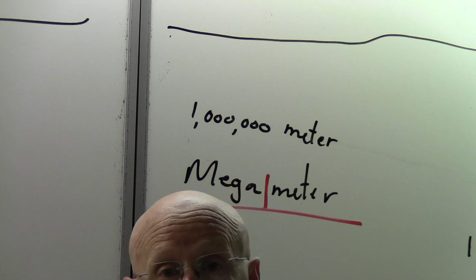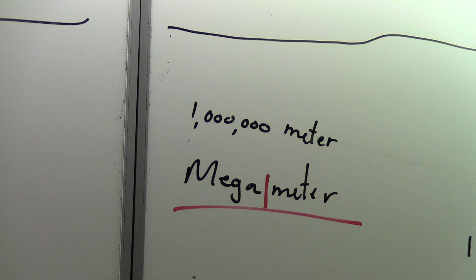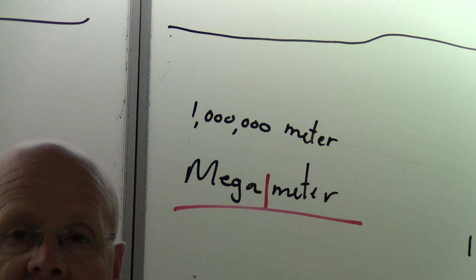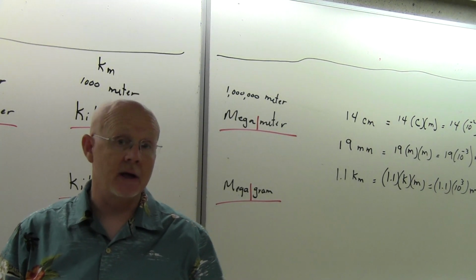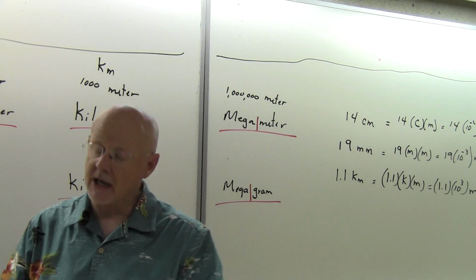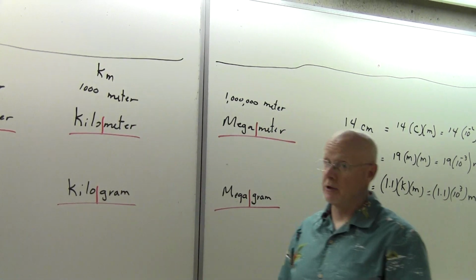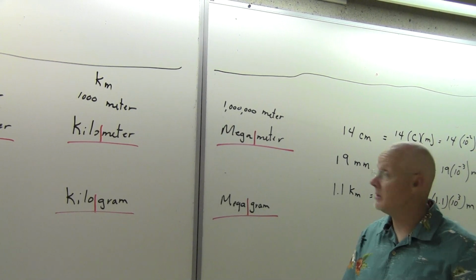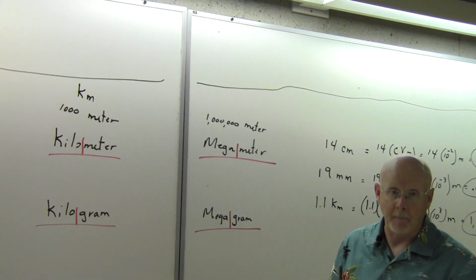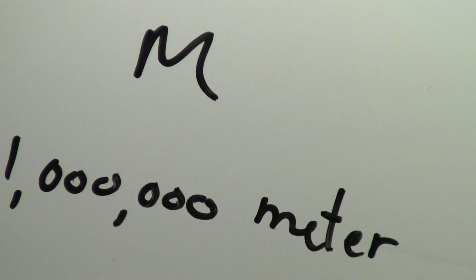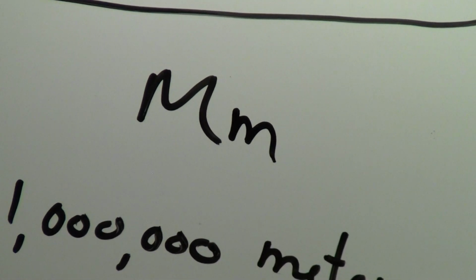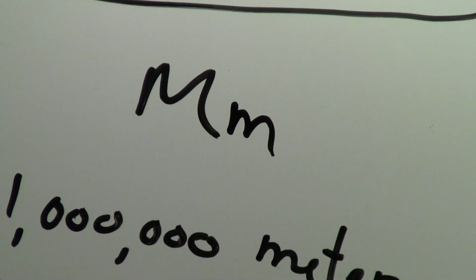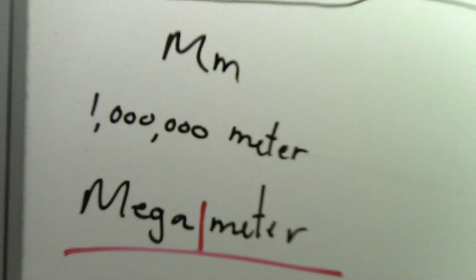So for all of you out there who have never heard the word megameter, hopefully it's the first time you hear it, you know it's 1,000,000 meters right away. Because I know the prefix is mega, and I know meter measures length, and so it's a megameter. It's a long distance, and it measures length because it's got the word meter. And there's a lot of meters, there's 1,000,000 of them, because that's what the mega is. In fact, what symbol would I use for a megameter? Capital M for the million, for the mega, and lowercase m for the meter.